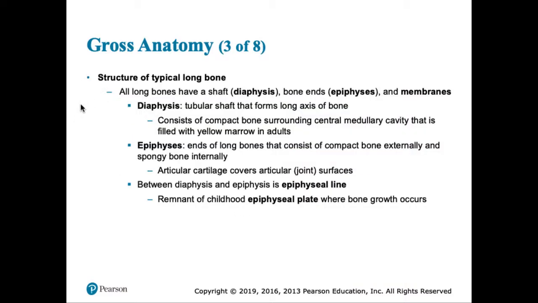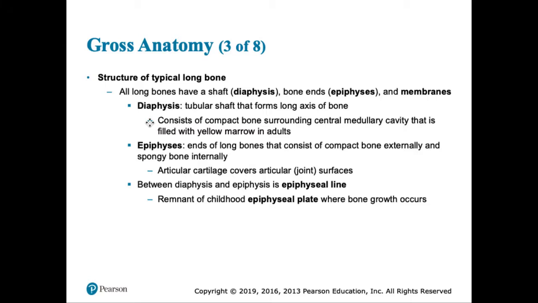The structure of a typical long bone: long bones have a shaft. That shaft is called the diaphysis. I've heard people say it, let me see if I can say it. It's hard for me to say diaphysis. I say diaphysis. Some people say diaphysis. Either works. That's perfectly fine. The bone ends are the epiphyses, or epiphysis, and that's at the end. And then, of course, there are membranes.